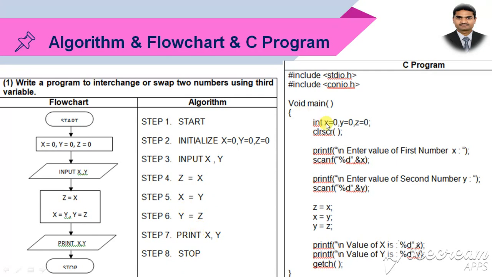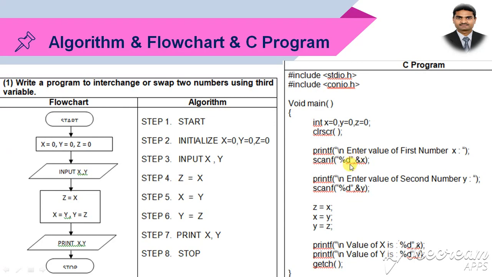And the same thing, how we can write in a C program. First we will include two header files, stdio.h and conio.h. Then in the main function we will declare three variables of integer type, clear the screen, and ask the user for two numbers. The first number will be stored into x using the scanf function, and the second number will be stored into y. So these two steps are the input steps.